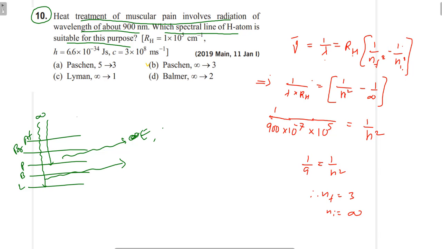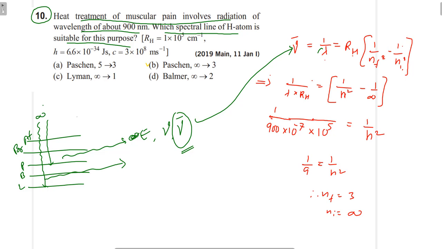This different energy, different frequency, different wave number is there. Okay. Now, we have one formula to calculate the wave number of this energy while an electron falls from a higher energy level to a lower energy level. To calculate wave number, we have one formula. So this is the formula.